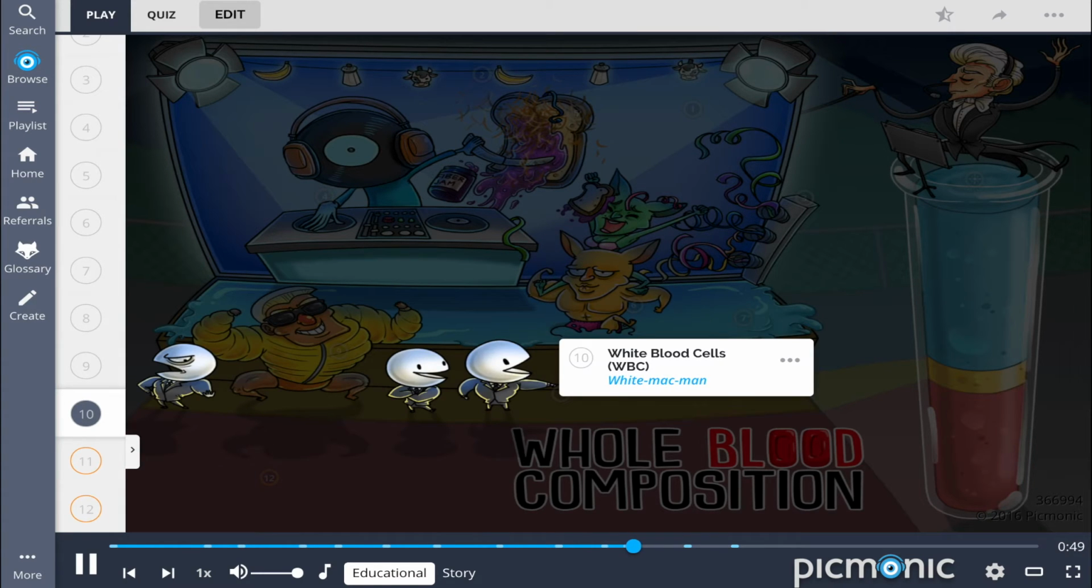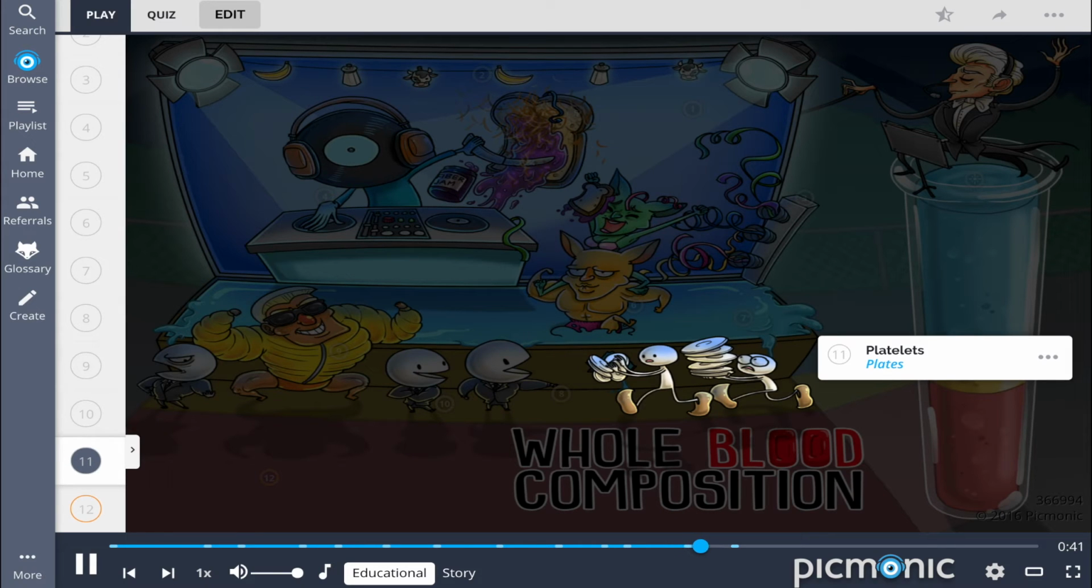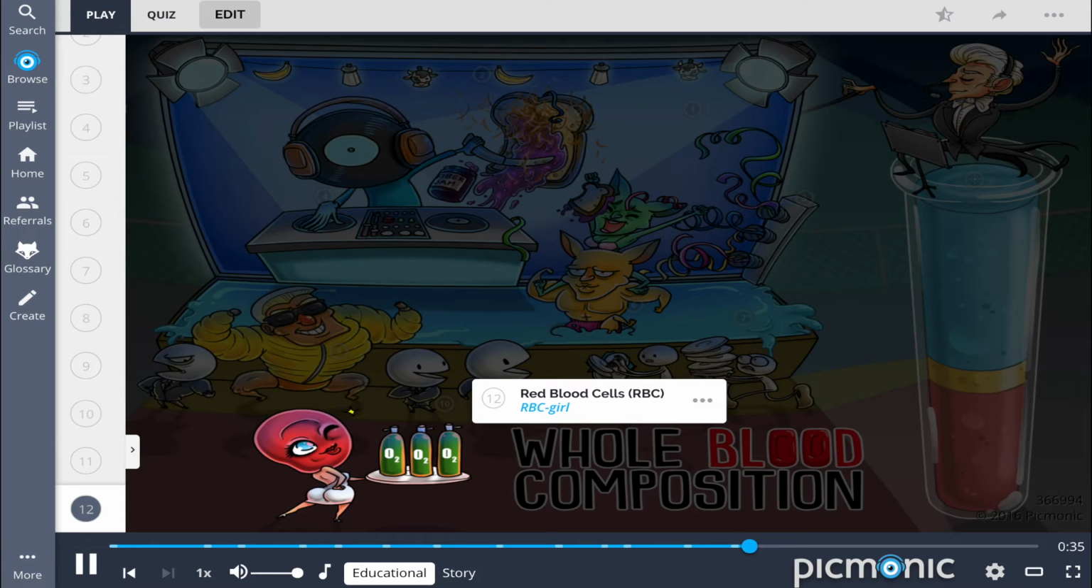The buffy coat is composed of white blood cells, shown as the white Mac Man, which are immune cells that circulate the blood looking for pathogens, along with platelets, which aid in coagulation to maintain homeostasis, represented by the plates. Finally, the other formed elements of whole blood are red blood cells, or RBCs, shown as the RBC girl, which use hemoglobin to bind oxygen in the lungs and release it in the tissues.